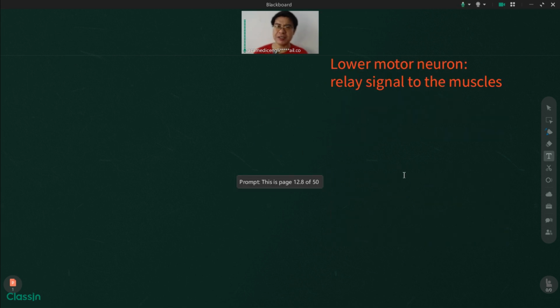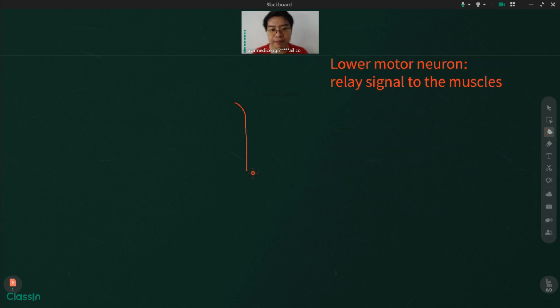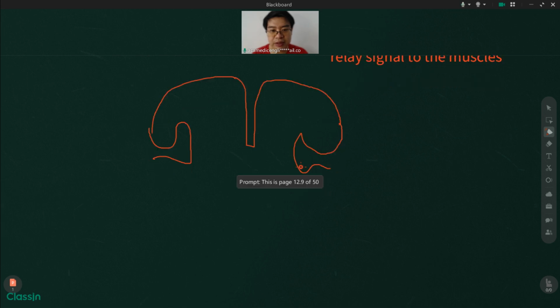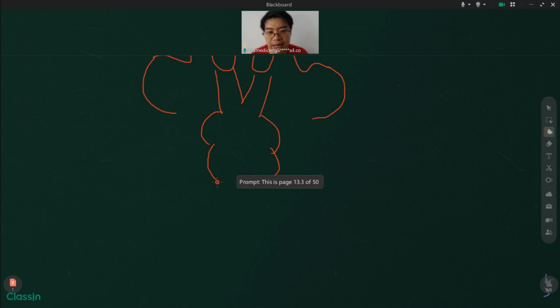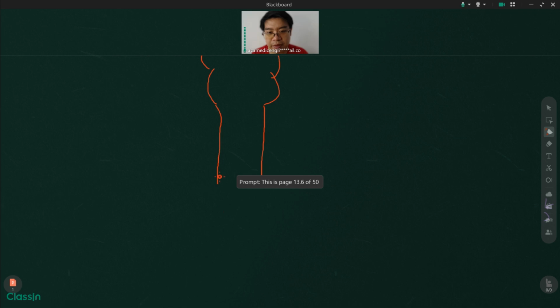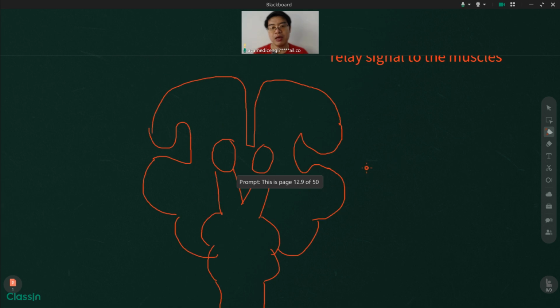So how do they work? Let's begin once again with the diagram that we have already drawn so many times before. Brain, cerebral cortex, and then you have the temporal lobe, and then you have the thalamus. Let's just draw it like that. Then you have midbrain, pons, medulla, and then finally the spinal cord going down. Very good. Cerebellum, very good.